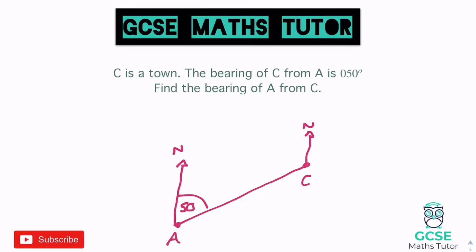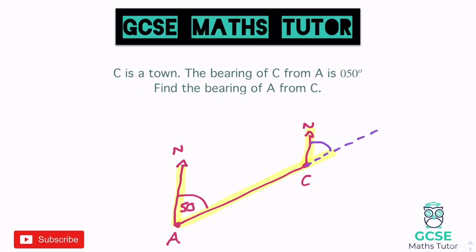One of the ways that I like to do this question is to think, if I just kept walking from A to C and kept on going, let's just imagine we extend this line. Now this angle here is corresponding with the 50 degrees down there, thinking about your parallel line rules, because these two north lines are parallel.